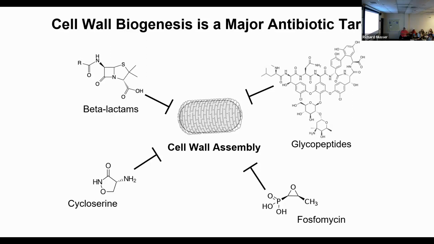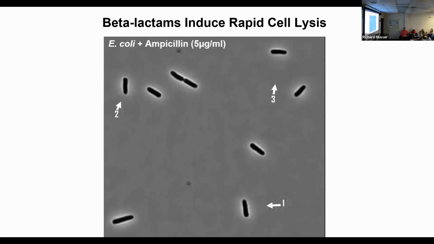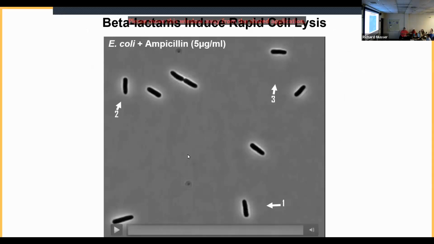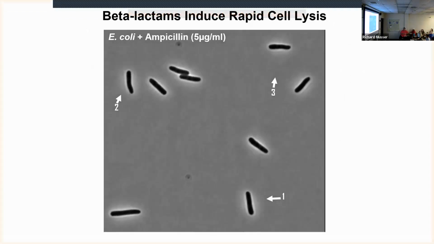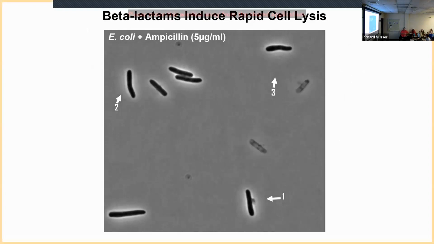And to give you an idea of just how devastating these antibiotics are for bacteria, I'm going to show you a video of E. coli being treated with a beta-lactam antibiotic known as ampicillin. And I want you to pay particular attention to number 3 here in this video, because it will show you what is really happening. So what you're going to see is the E. coli grow, and you're going to start seeing them pop like a balloon.